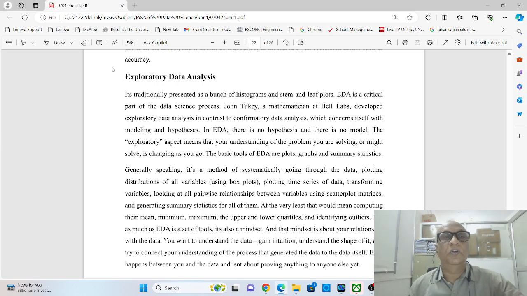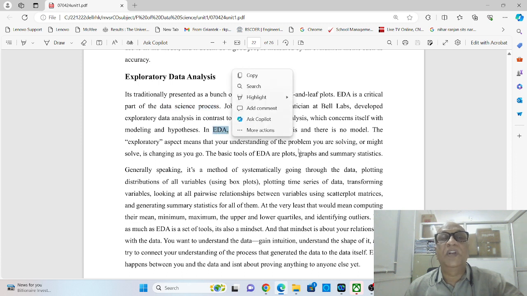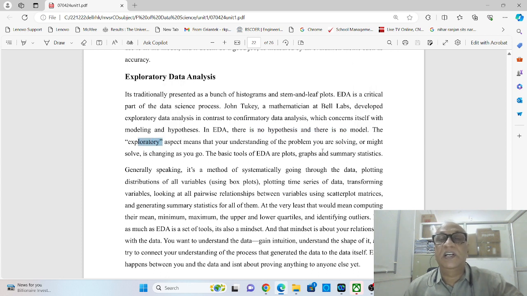So today we'll focus on exploratory data analysis, data science process and role of a data scientist. When we speak about exploratory data analysis, it's one of the major components of the data science process. In EDA, which is a short form for exploratory data analysis, there is no hypothesis, there is no model. The meaning of exploratory here is understanding of the problem.